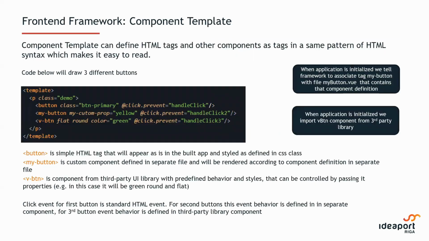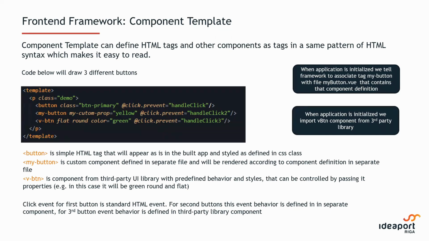If we look in detail at the templates, the template is an HTML-like structure. The point is that if you want to use a child component, so a component from a third-party library, it will look exactly the same in the structure. In this example, you can see that you have 3 buttons, and the first button is just HTML. The second button is a custom component in your application, defined in a separate file. And the third one is from a third-party library that we use for UI components. In this case, it's also a button.